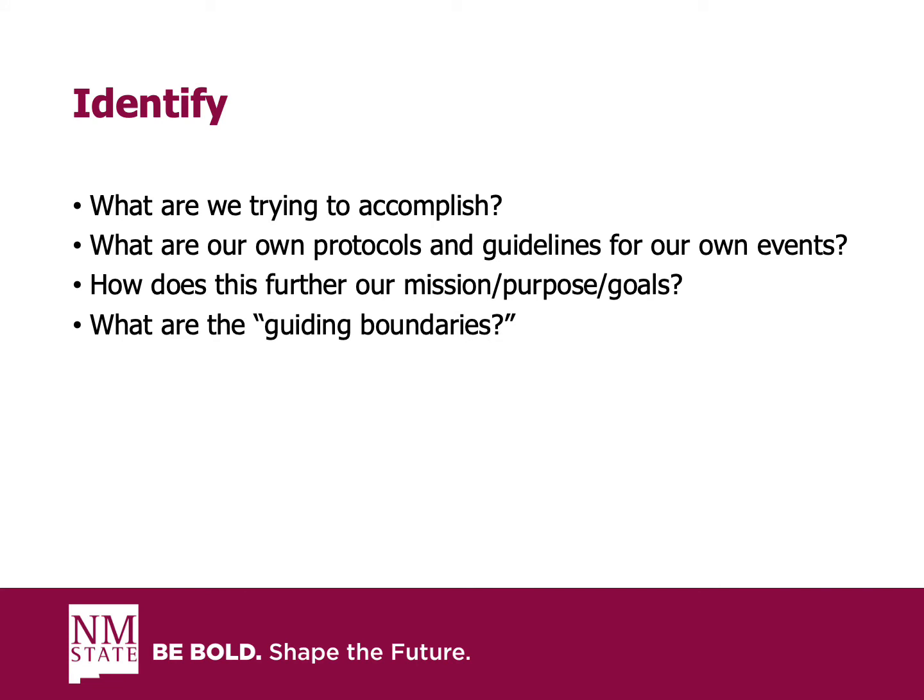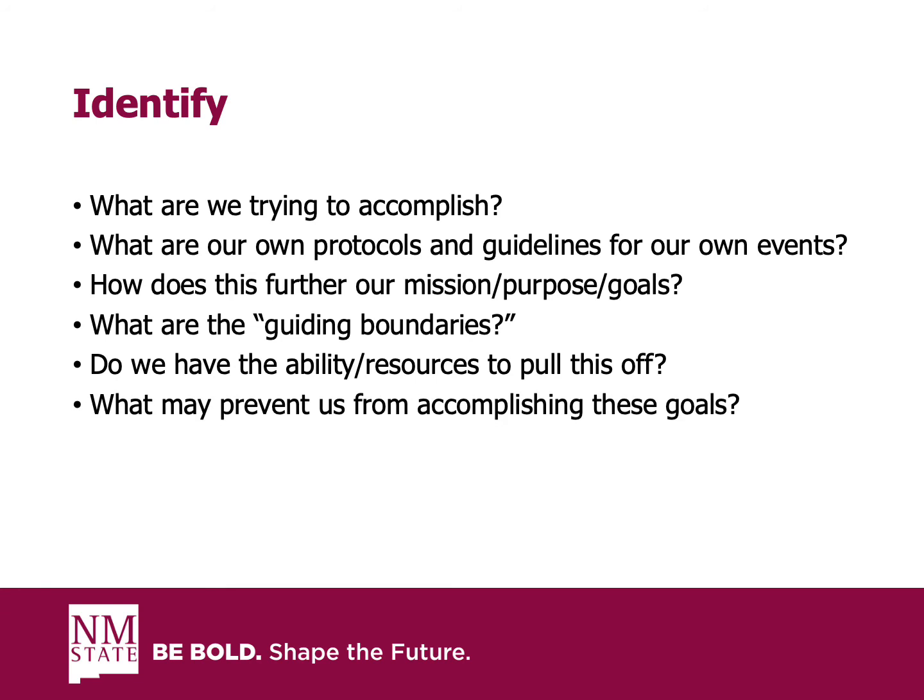Next, think about your guiding boundaries. Identify institutional policies that may govern the event or activity. After this, think about your organization's ability or resources to pull this off. Do you have the space, money, time, and people necessary for this event or activity? Do you foresee anything preventing you from accomplishing your goals? The last step in this stage is to identify the risks.